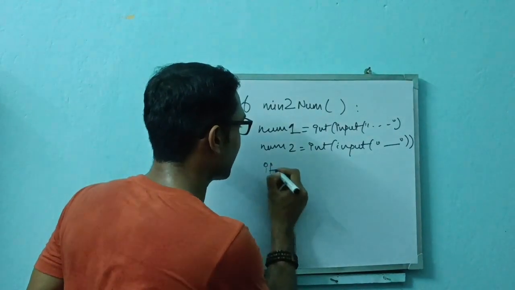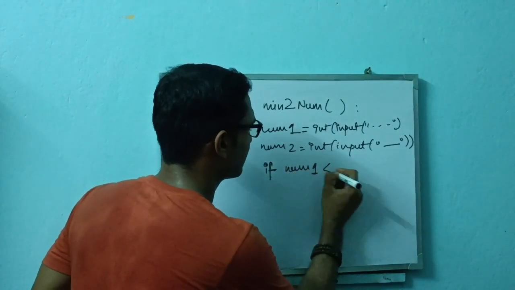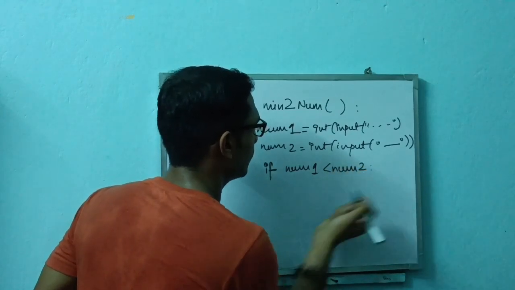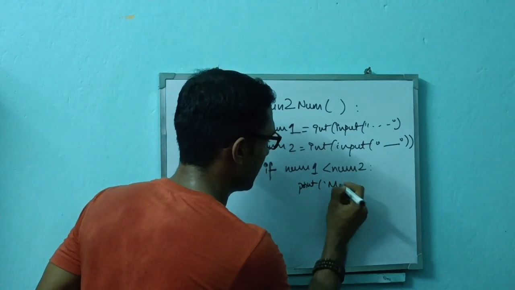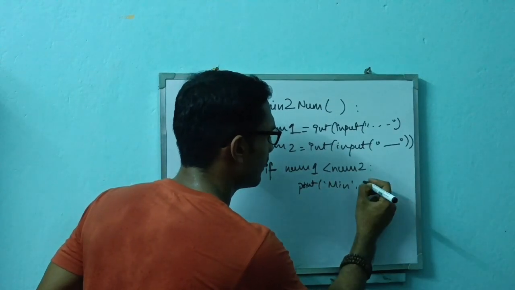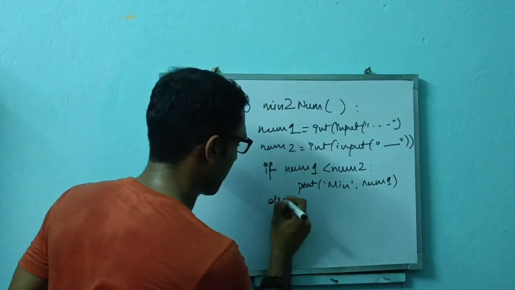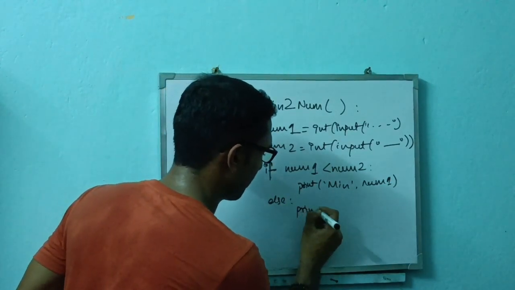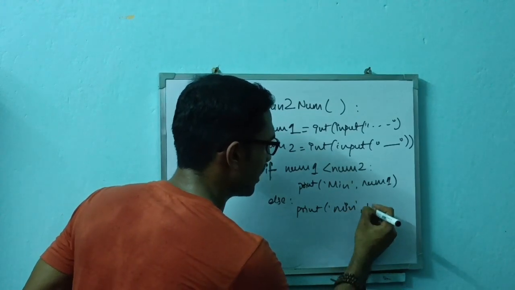So if, a conditional statement, yes, definitely. If num1 is less than num2, then I will simply write print minimum, min, comma, num1. Okay, fine. Else print min, num2.